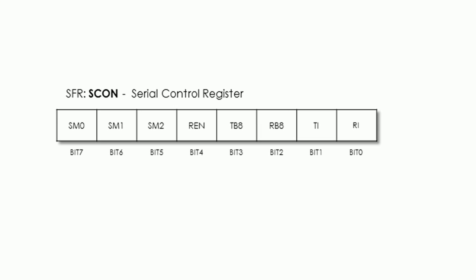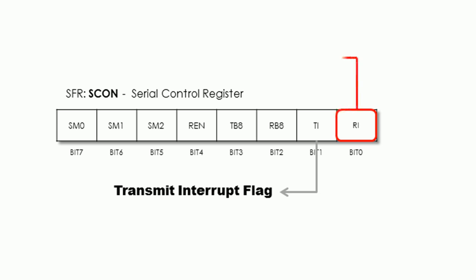Let's take a closer look at the SCON register. The TI bit is called the transmit interrupt flag. It is used to indicate that a transmission has just completed. The RI bit is called the receive interrupt flag. It is used to indicate that a new data has just been received.